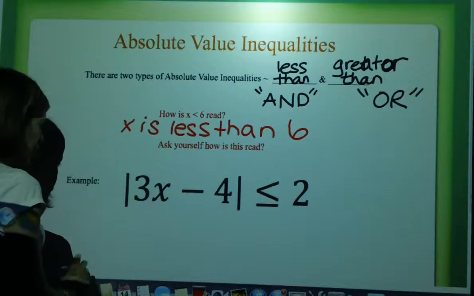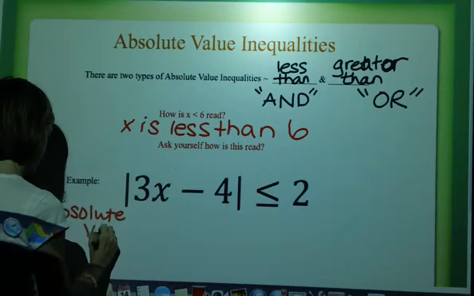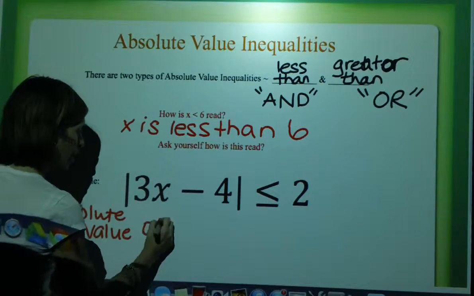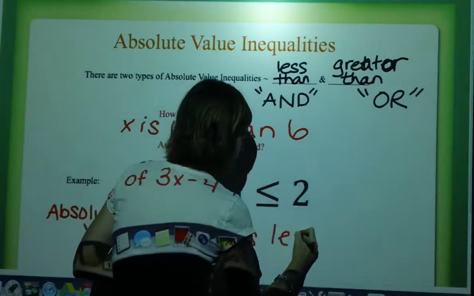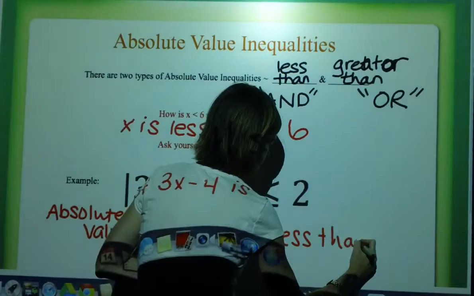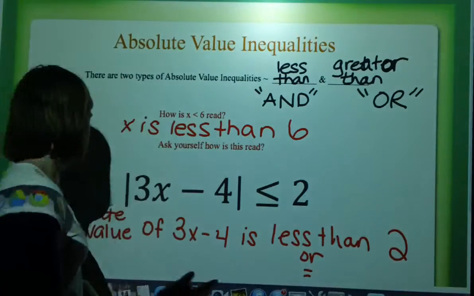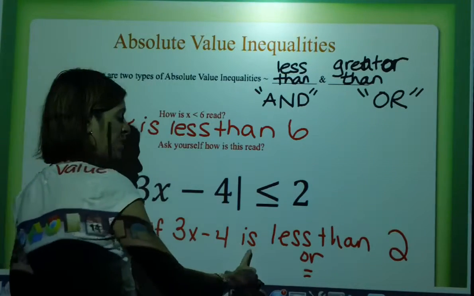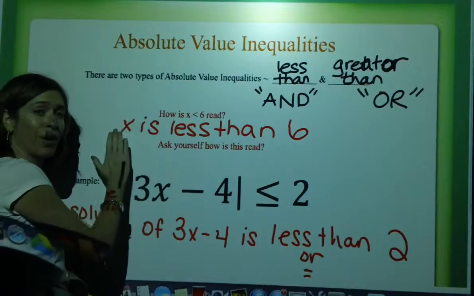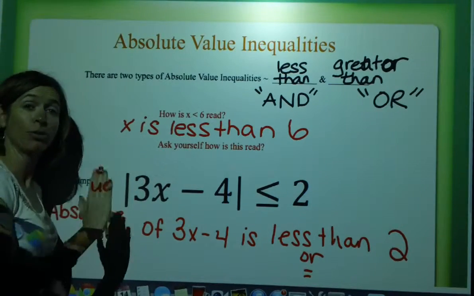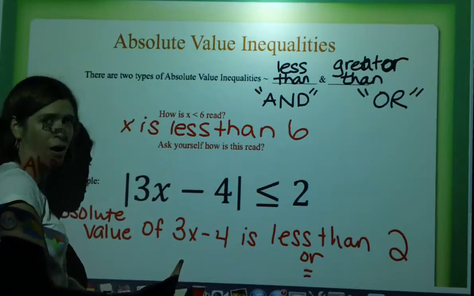Okay? This is actually read the absolute value of 3x minus 4 is less than or equal to 2. Okay? The absolute value of 3x minus 4 is less than or equal to 2. I always told you, always read it based on where x is. With an absolute value, you always read it based on where is the absolute value bars that we were talking about yesterday, where they are, okay?